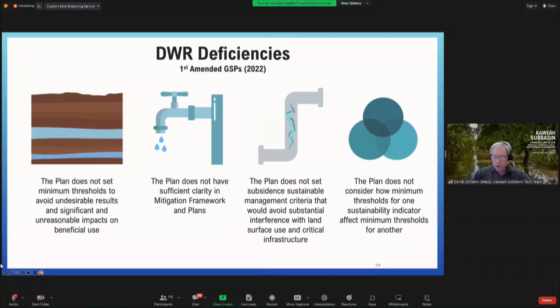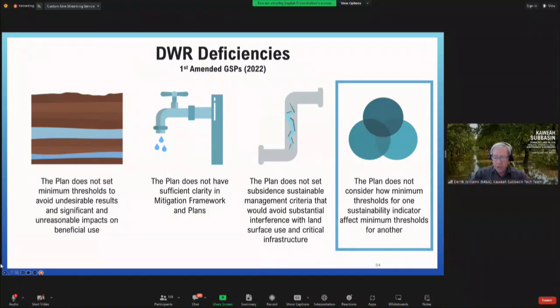So the final DWR deficiency pertains to the relationship between different SMCs, and particularly the relationship between subsidence and lower aquifer groundwater levels. As Abhishek pointed out earlier, subsidence is the main undesirable result from low groundwater levels in the lower aquifer. So we're hooking those two things together. We're saying now that we've decided how much subsidence is unacceptable, we can establish how high we have to keep groundwater levels to prevent unacceptable subsidence.